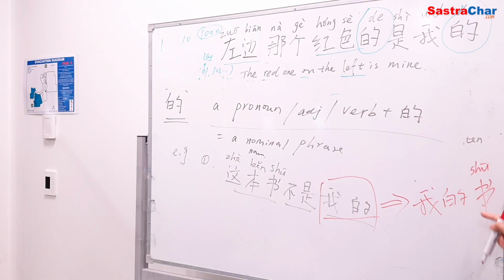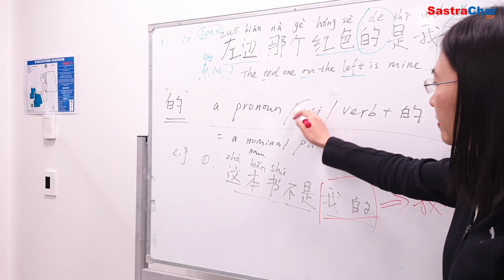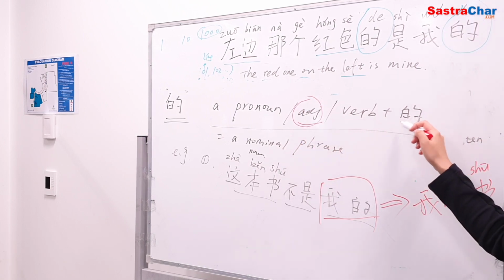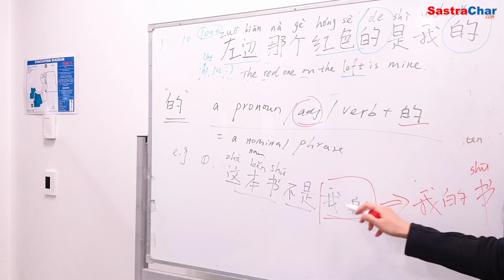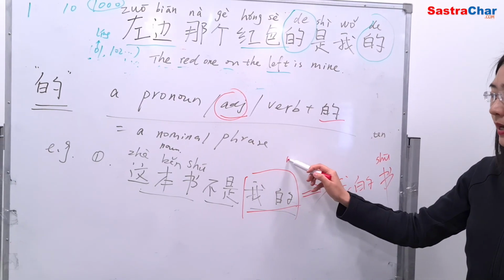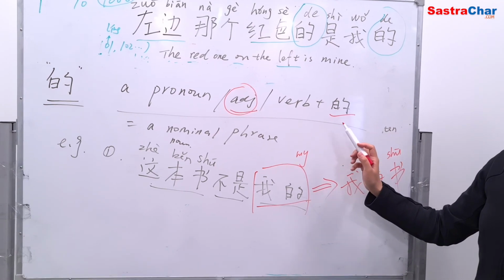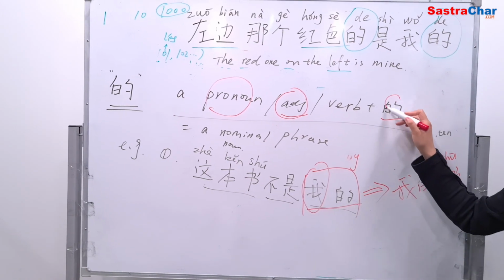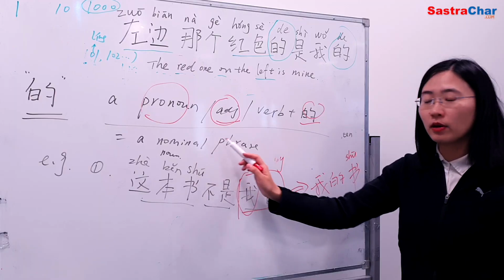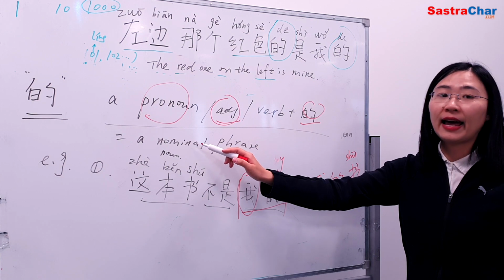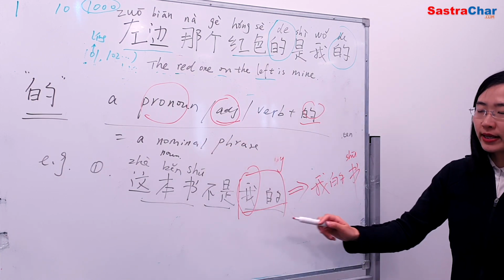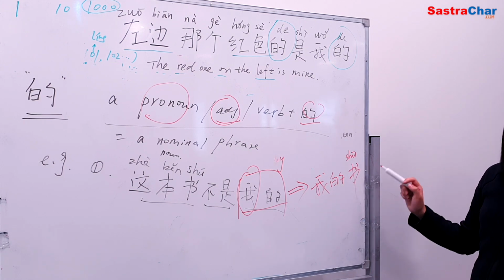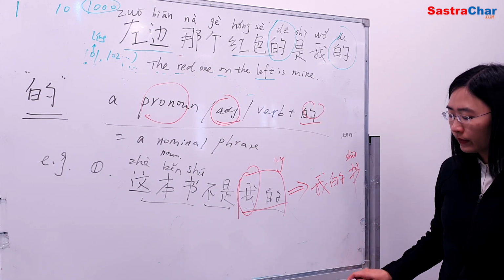So which pattern does this belong to? This one, right? A pronoun plus 的. 我的 means mine. 我, a pronoun, plus 的 makes a nominal phrase, a noun phrase. So it actually equals 我的书.